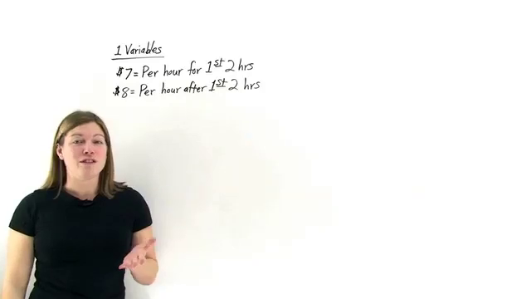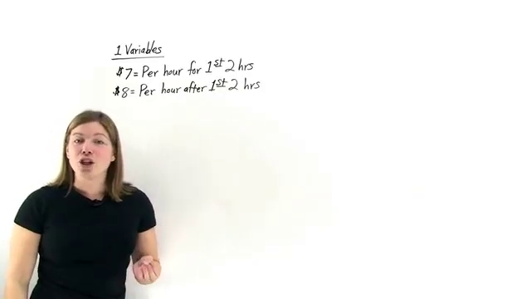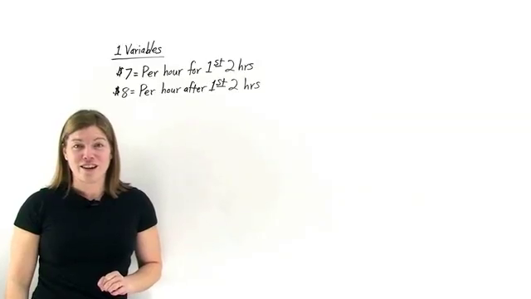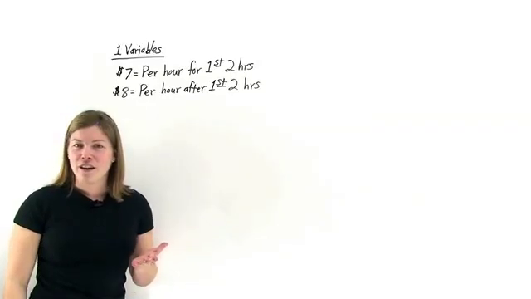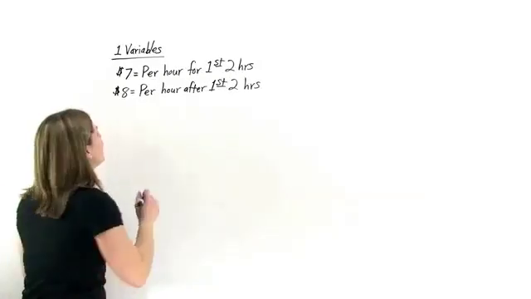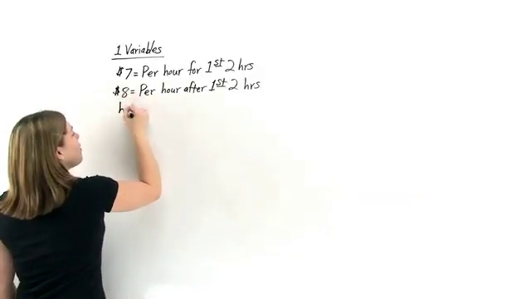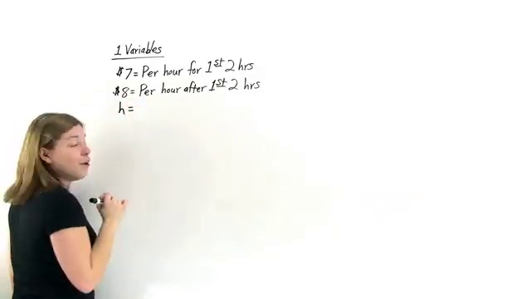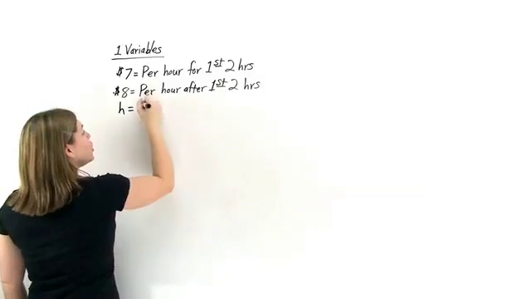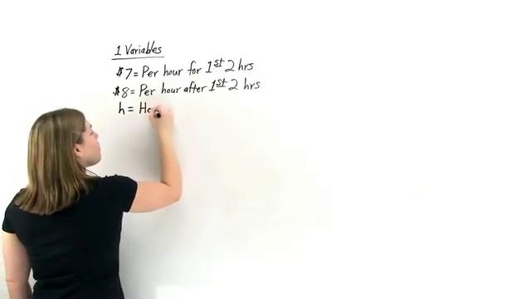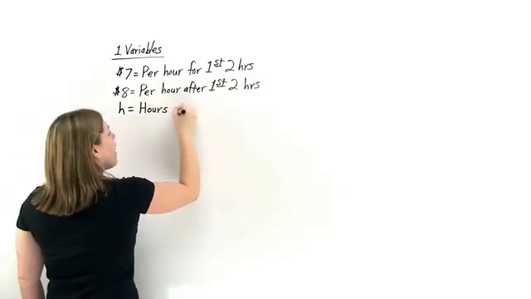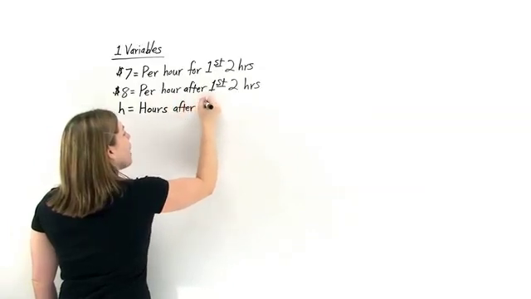Now, what else do we have in our problem? Well, our problem wants us to write an equation for how much she gets paid total if she works for H hours after the first 2. H hours? H is a variable. So let's write that down. Here we have H. According to our problem, H is the number of hours that Mariana works after the first 2 hours.